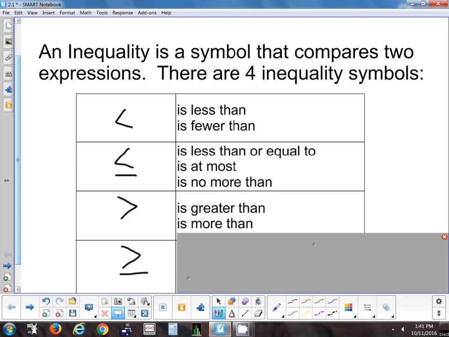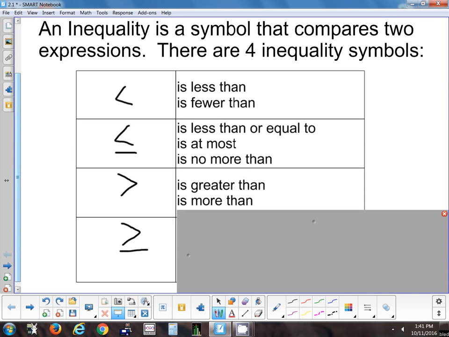Sarah has more money than John. So you could put something like, Sarah has more money than John. The amount of money Sarah has is greater than John. And my last symbol. Jordy, how do you say that last one?